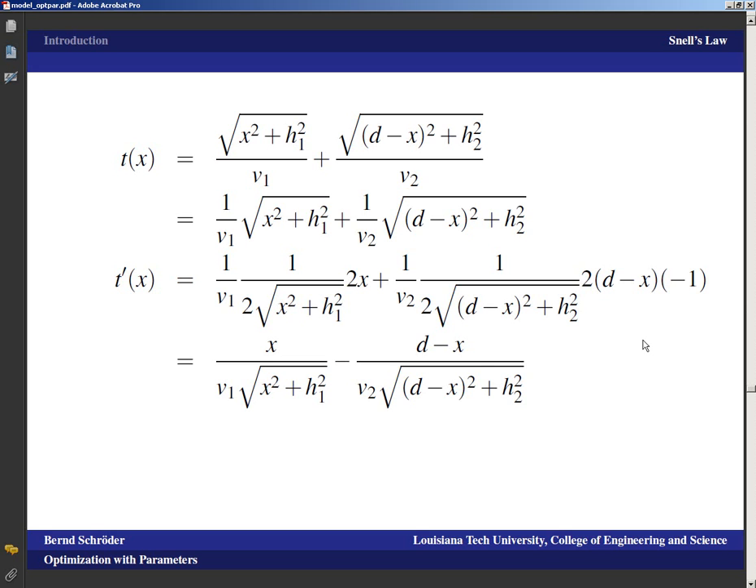We can cancel a few things. We can cancel those 2's. We can combine the fractions again. We end up with x over v1 times root x squared plus h1 squared minus, and here we've canceled the 2's and just combined a few things. The -1 becomes the minus sign here. So we end up with minus d minus x over v2 square root d minus x quantity squared plus h2 squared. And that's what we have to set equal to 0 and solve.